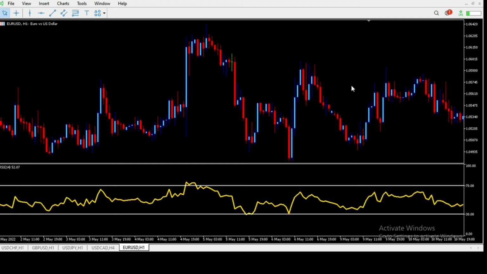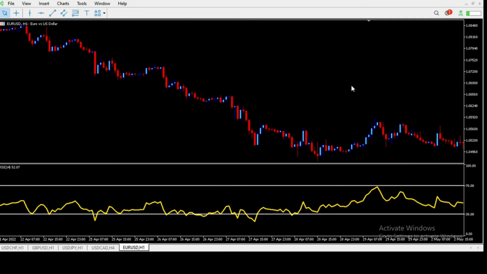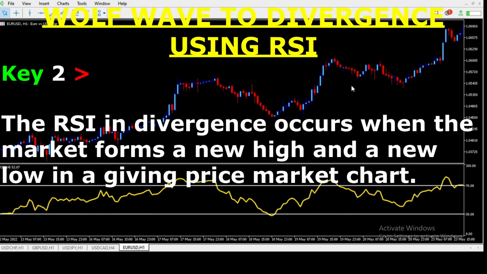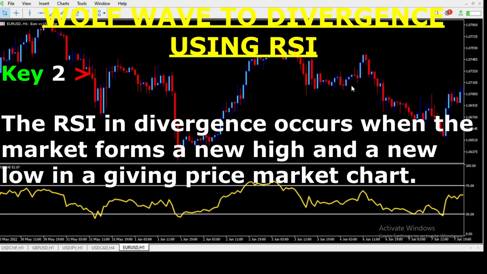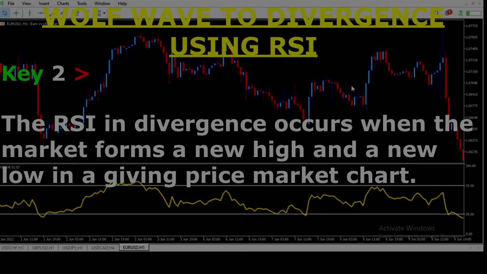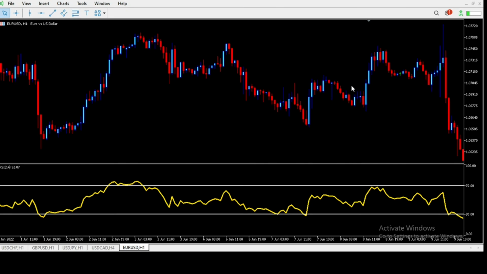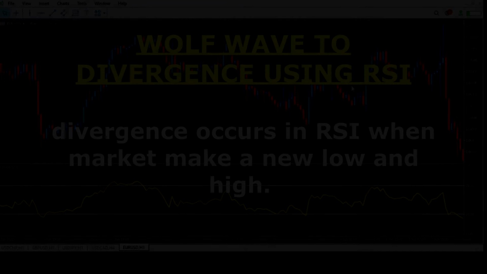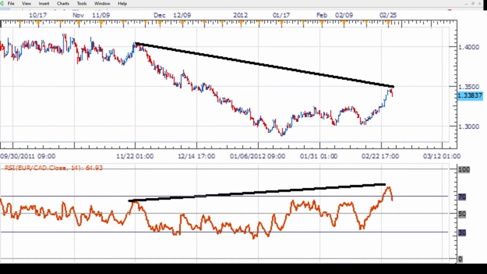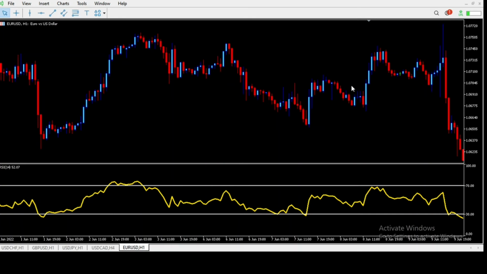Before going further, let me share two keys. The RSI divergence occurs when the market forms a new high and a new low in a given price chart. Divergence occurs when the RSI forms a new low and a new high, meaning it works oppositely to the market chart. When the market forms a new high, the RSI forms a new low. When the market forms a new low, the RSI forms a new high, which is a regular divergence.